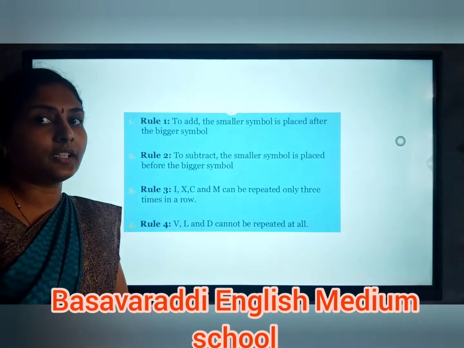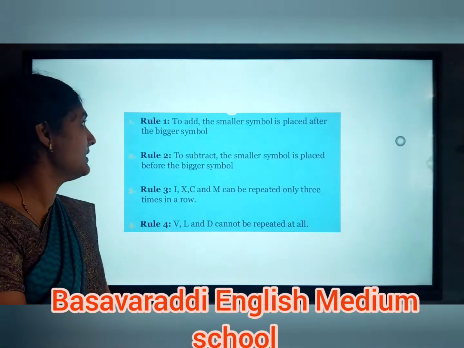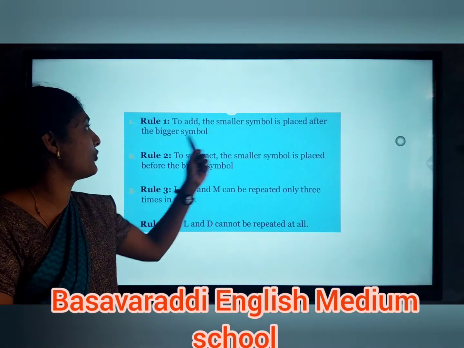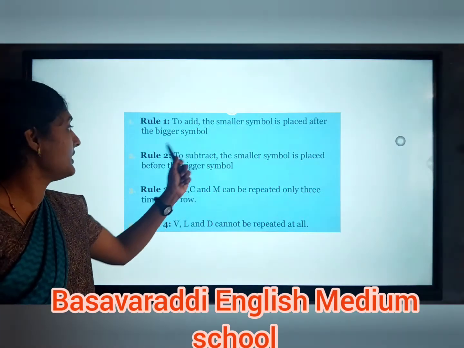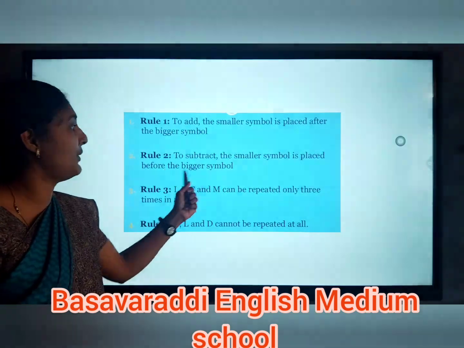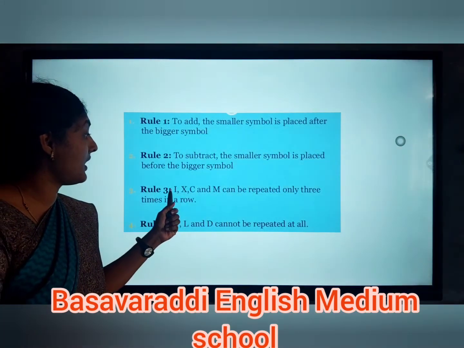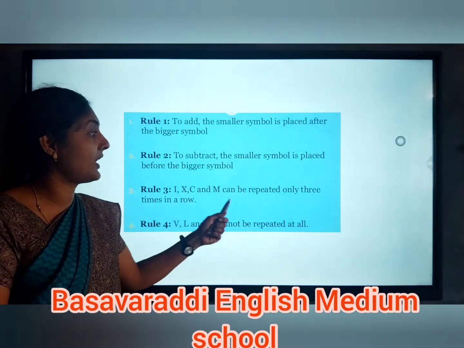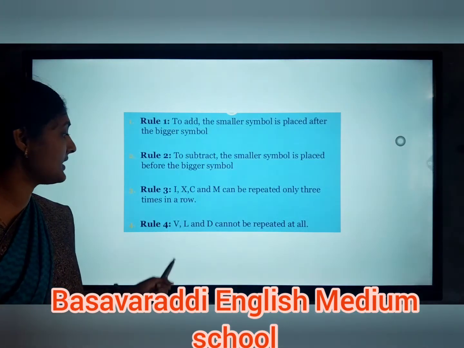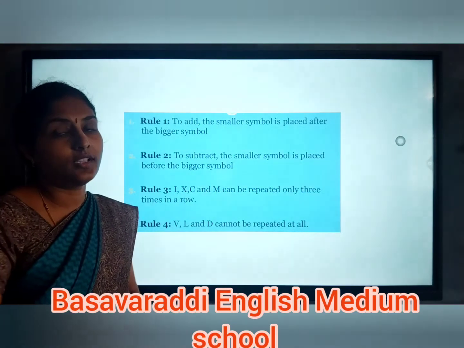While we are writing, we have to apply some rules to write Roman numerals. The first rule is to add: the smaller symbol is placed after the bigger symbol. The next one is rule 2. To subtract, the smaller symbol is placed before the bigger symbol. The third rule says that I, X, C and M can be repeated only 3 times in a row. The fourth rule is V, L and D cannot be repeated at all. Okay, these are the rules.